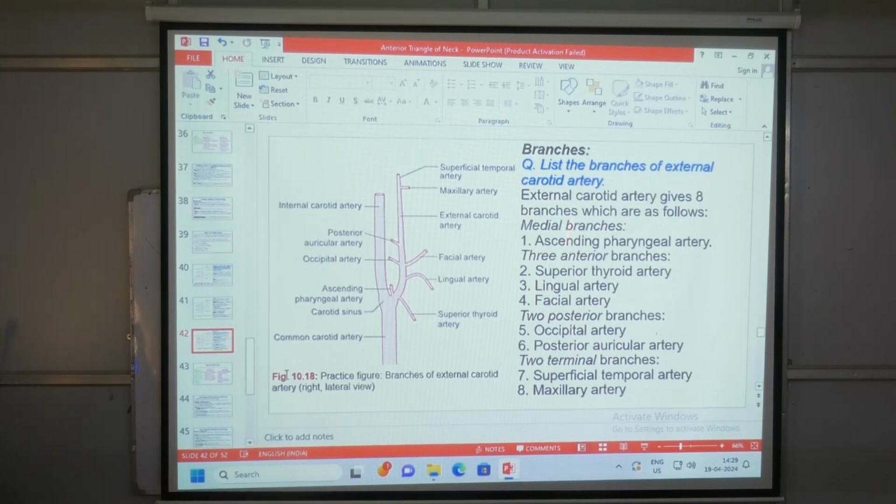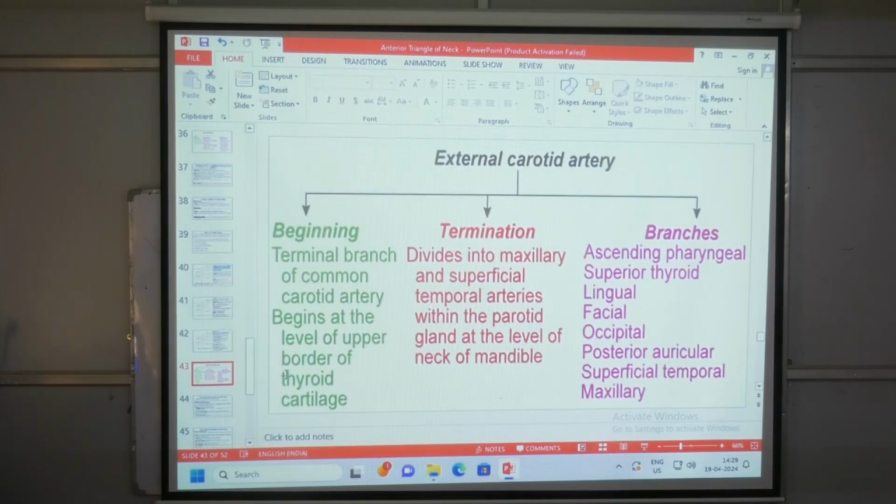Okay, so all these are branches of the external carotids. Branches are very important. Next. So it begins as terminal branch of common carotid artery at the level of upper border of thyroid cartilage. This level is very important. Terminates by dividing into maxillary and superficial temporal arteries within the parotid gland at the level of neck of the mandible. And these are the branches: ascending pharyngeal, superior thyroid, lingual, facial, occipital, posterior auricular, superficial temporal, and maxillary.